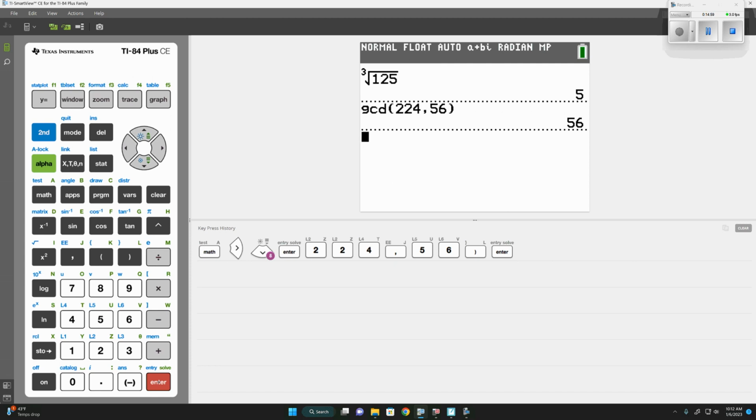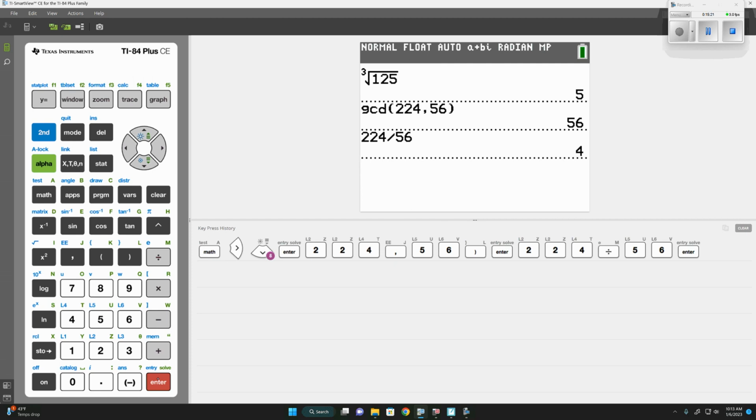So the common number between these two is 56. And we can check that. We can say 224 divided by 56 is 4. And this is helpful, especially on the ACT. They will sometimes ask what is the greatest common denominator or greatest common factor between the given sets of numbers. And we can do that.